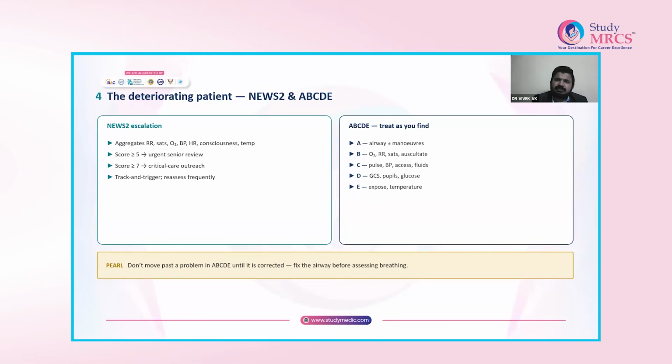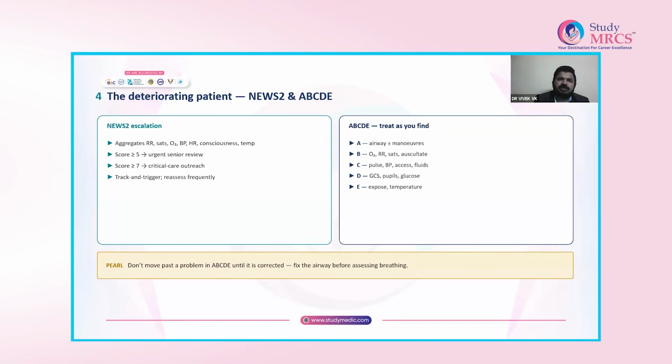And in disability, you have to look at the Glasgow Coma Scale, which includes 3 parameters: eye opening, verbal response, and motor response. You have to check the pupils, what is the size of the pupils, and whether the pupils are reacting normally to light on both sides. Obviously, you can also check the random glucose level, random blood sugar.